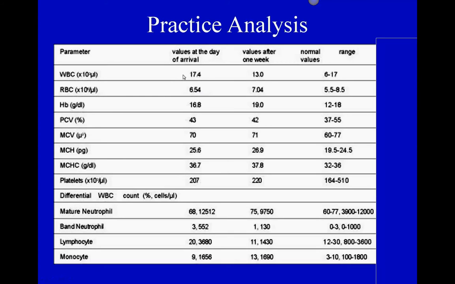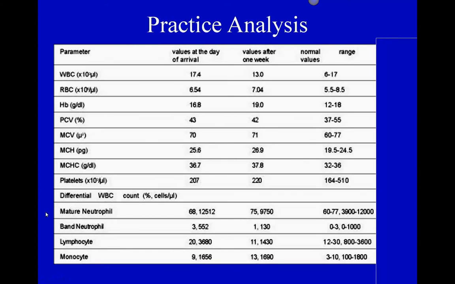So let's look at the white blood cells then. There is evidence of inflammation because the white blood cell count is elevated above normal. The good news is after 1 week those levels are starting to come back down to the normal range, at least when we look at the total white blood cell count.